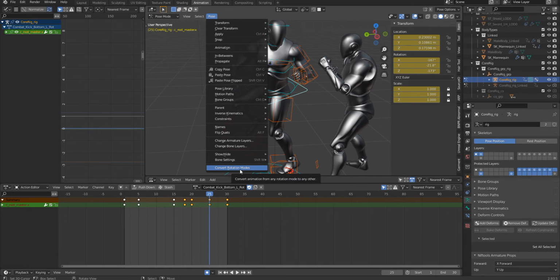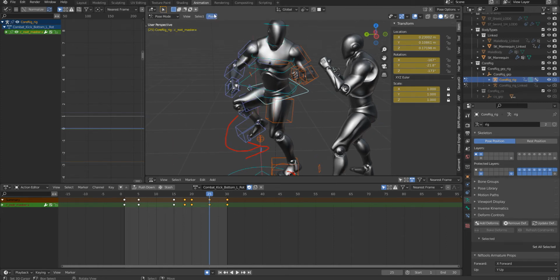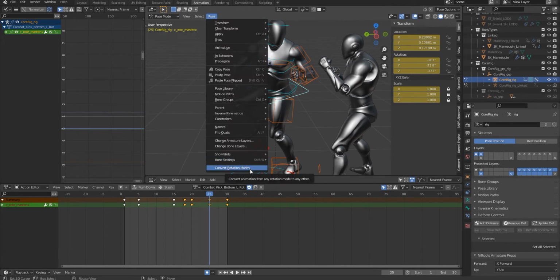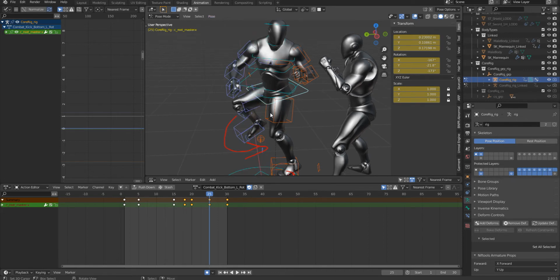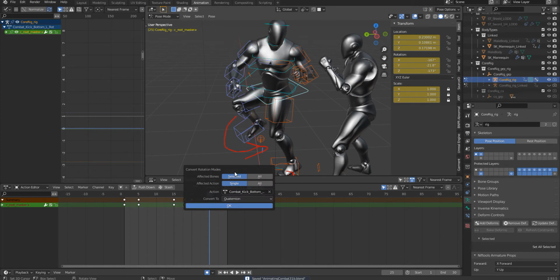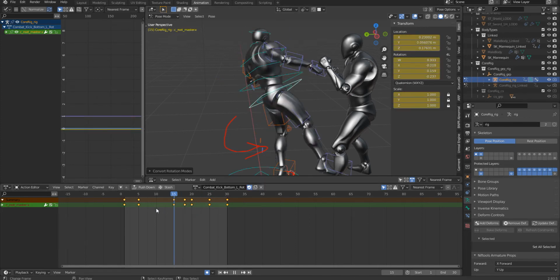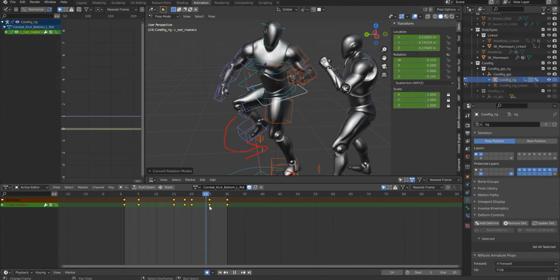Convert rotation modes. I didn't know that this was in here, and I just had to write my own custom script, and only right now I realized that there is a convert rotation mode script. So let's convert rotation modes. Let's use it to convert for the selected bone and for this current action. Convert our rotations of this bone to quaternion, and after this our rotations will be converted to quaternion, and the rotation is still in here.